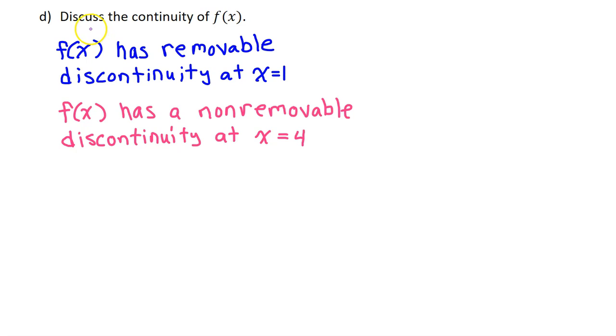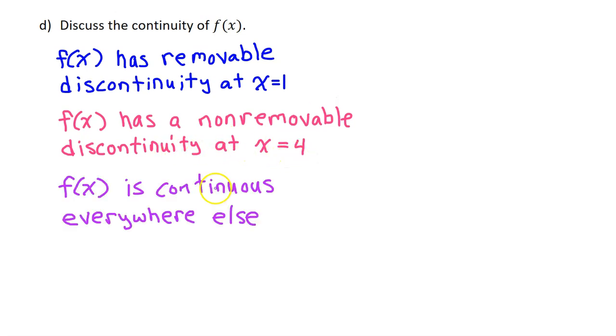Part D of this FRQ might say, discuss the continuity of f of x. We previously found that f of x had a removable discontinuity at x equals 1. We just found that f of x has a non-removable discontinuity at x equals 4. We conclude by saying f of x is continuous everywhere else.